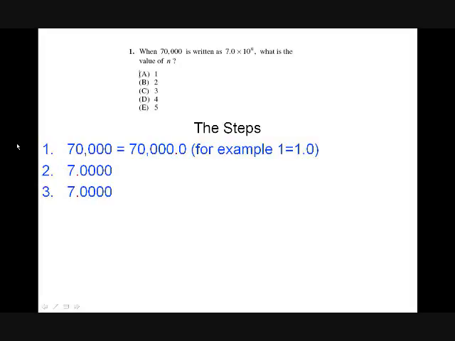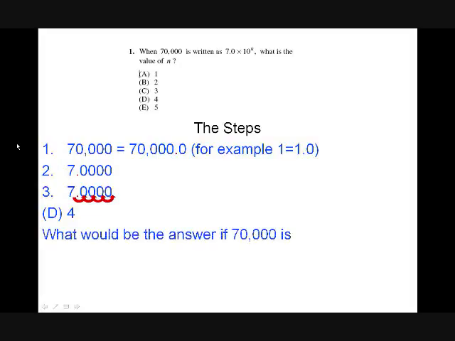We're going to take our decimal and move it over 1 space, which is equivalent to 7.0 times 10 to the 1. Move it over 2 spaces, which is equivalent to 7.0 times 10 to the second power. Move it over 3 spaces, which is equivalent to 7.0 times 10 to the third power. And finally, we're going to move our decimal to a 4th place, which makes it equivalent to 70,000, which would be 7.0 times 10 to the 4th power. So our answer would be D.